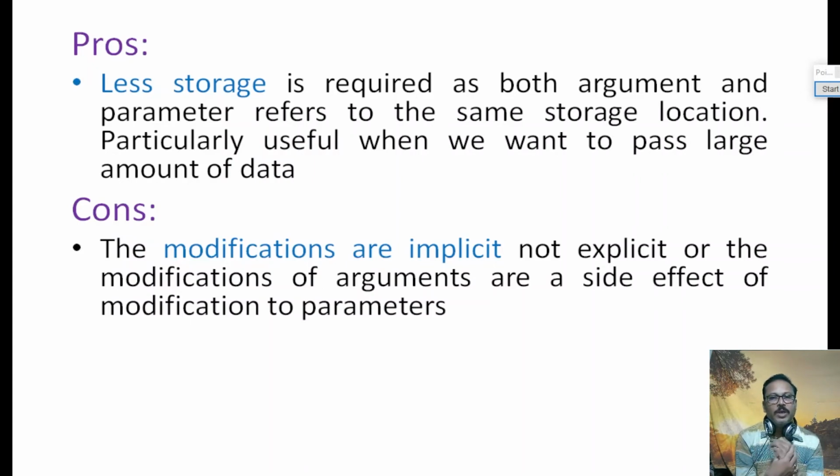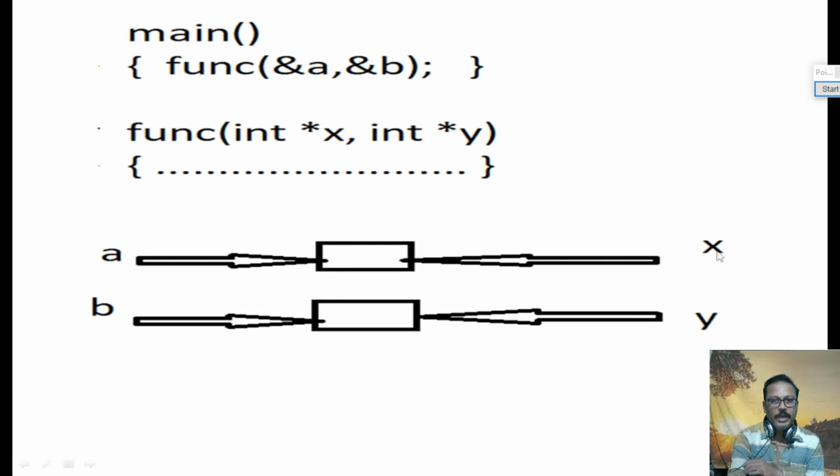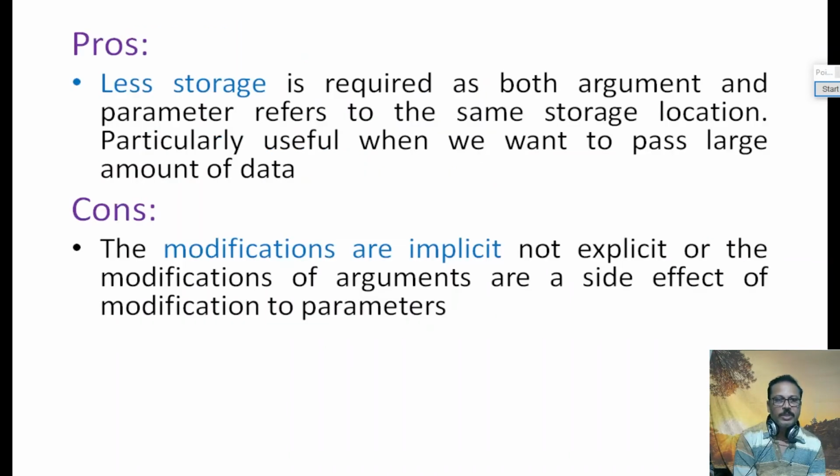The modifications are implicit, not explicit. Within this function, you are manipulating the value of x. You are not manipulating the value of a. Because a and x refer to the same location, the value of a gets automatically modified. So the modification is called implicit modification. It is considered a side effect, and it is better to avoid.